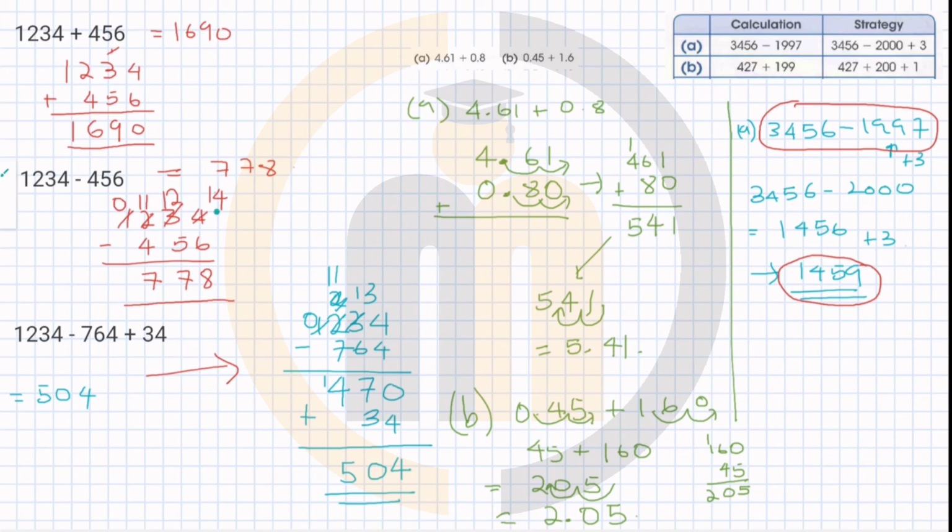Now in the second one, alright, there's a tiny mistake here. This should be minus. Alright, for B, we could do exactly the same. So we have 427 plus 199. Now this 199, we could make it into a 200 by adding a 1. Correct? So your answer here would be 427 plus 200, which gives you 627.